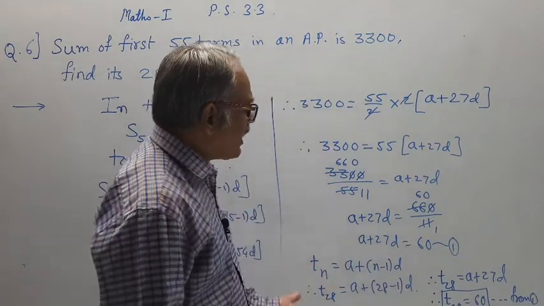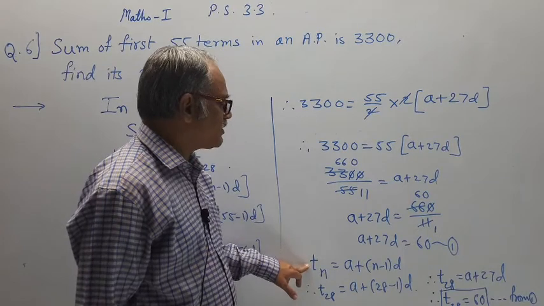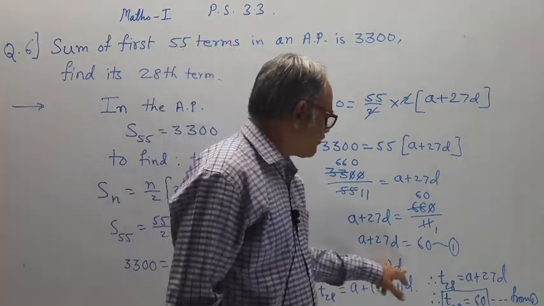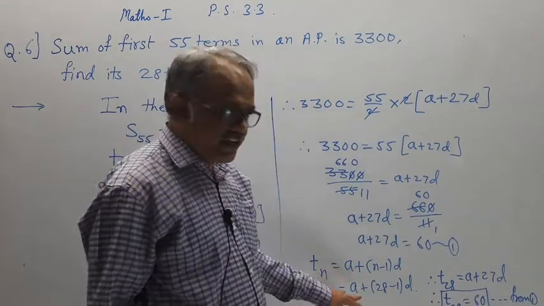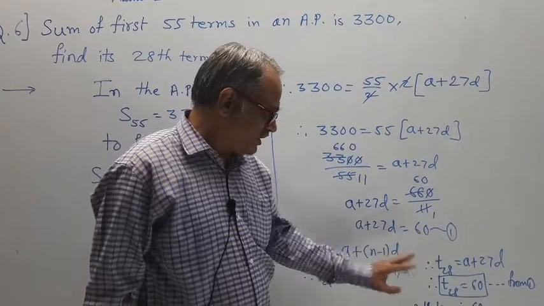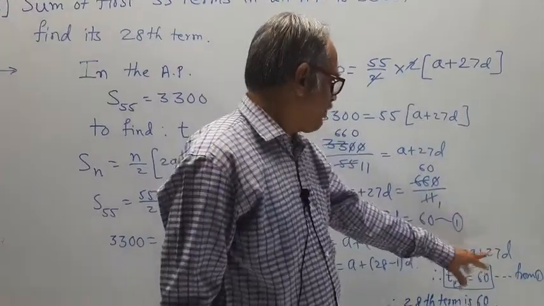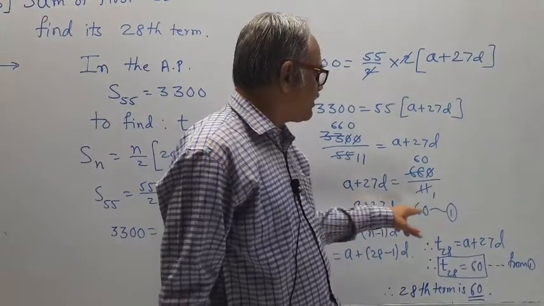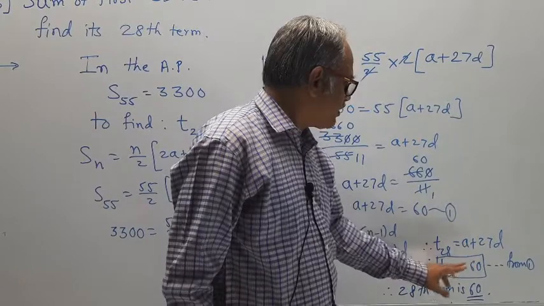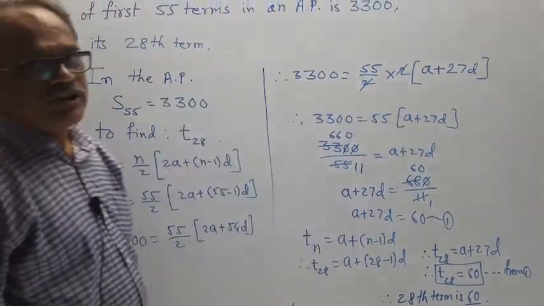But we cannot write directly in the board exam, because in the board exam marks are for formulas. The Tn formula must come in the answer. Tn is a plus n minus 1 into d. T28 is a plus 28 minus 1 into d. Therefore T28 is a plus 27d, and already we obtained a plus 27d is 60. Therefore T28 is 60, means the 28th term is 60. One of the important questions.